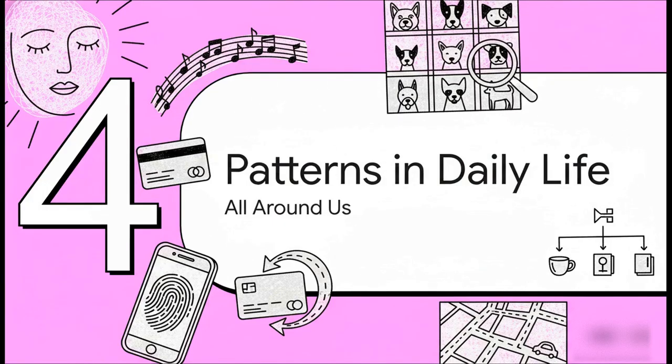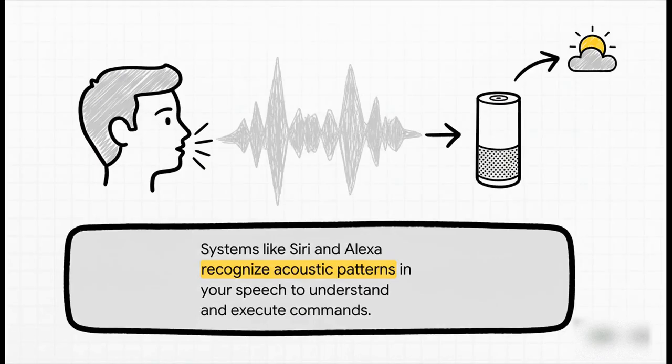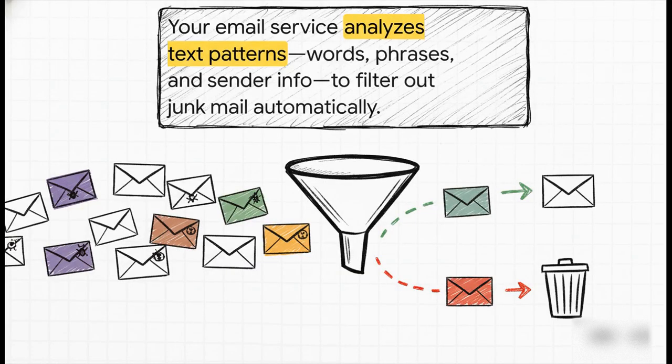You might be thinking this is all super high-tech, abstract stuff. But I promise you, you've used pattern recognition a bunch of times already today. It's literally all around us. When you ask Alexa for the weather, it's recognizing the specific patterns in your voice to understand what you're saying. And that spam filter in your inbox? It's constantly looking for text patterns to figure out what's legit and what's just junk mail.